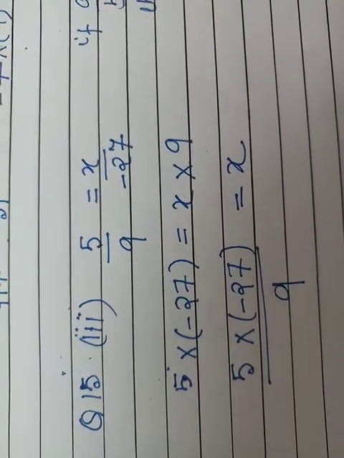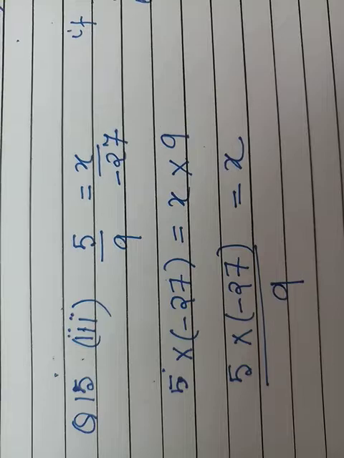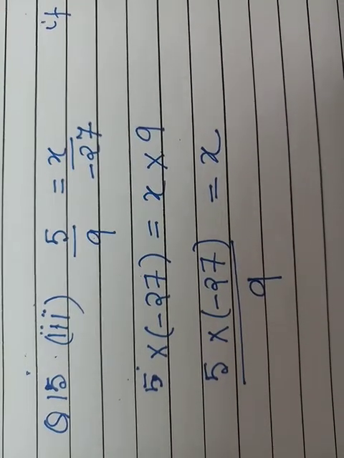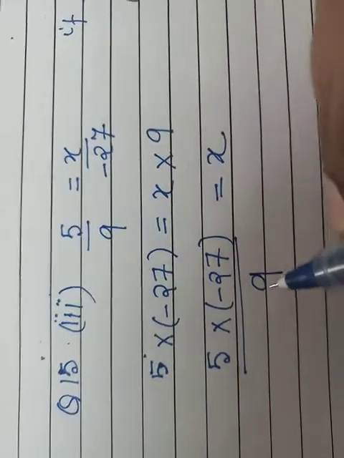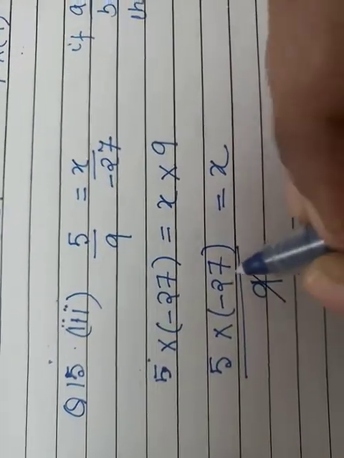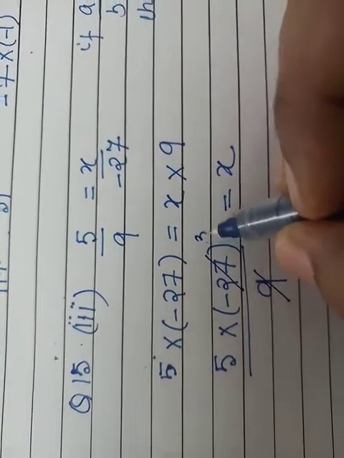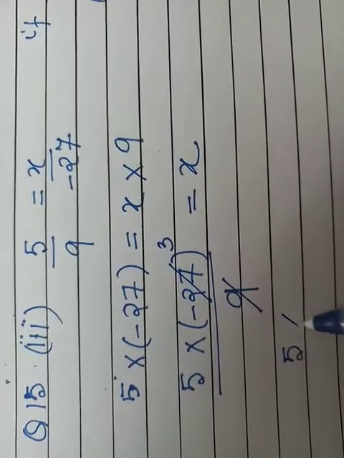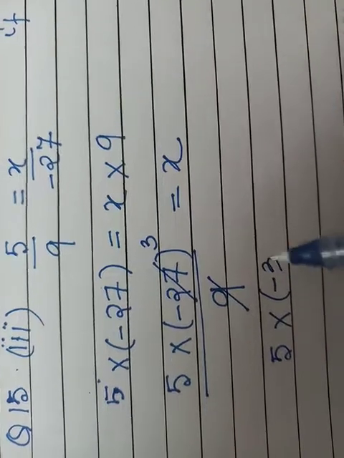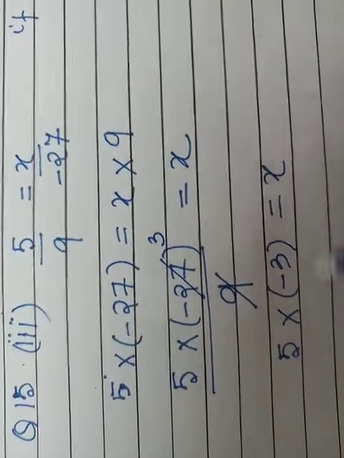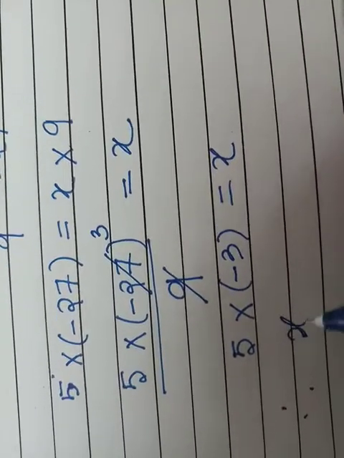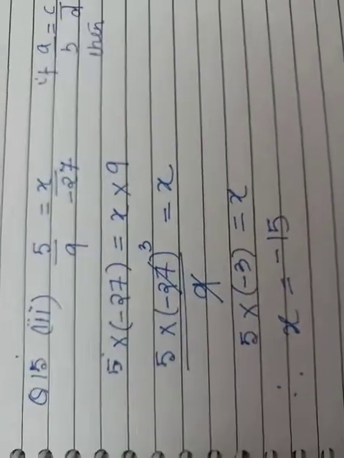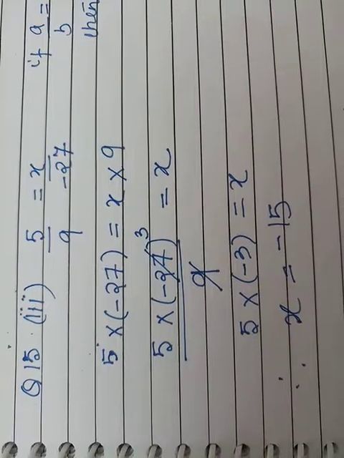Okay, between 9 and x it was multiplication, so on transposing 9 to the other side it becomes division. We know very well 9 3s is 27, so what we got? Minus 3. So what we got in the answer? 5 into minus 3 is equal to x. So therefore x is equal to minus 15. This way we get the value of x.